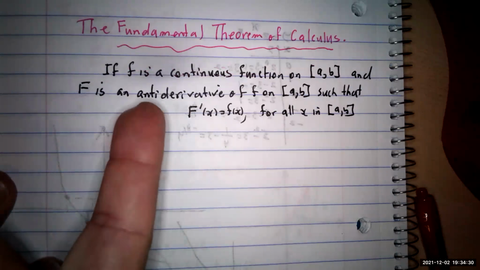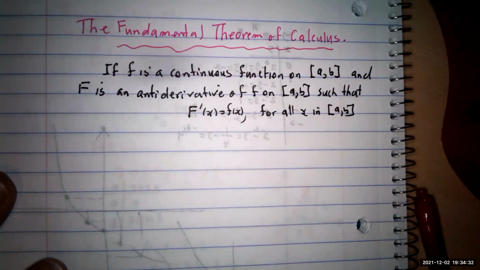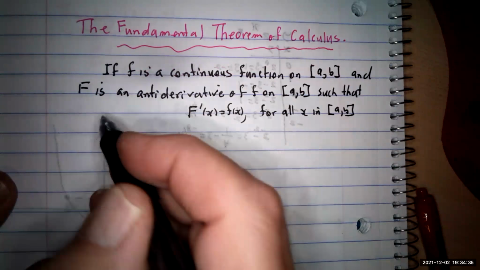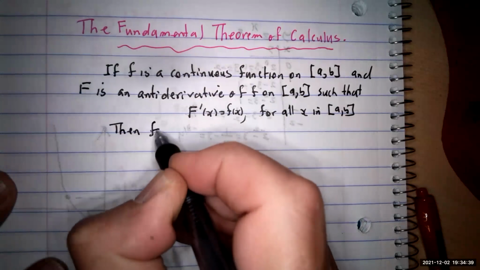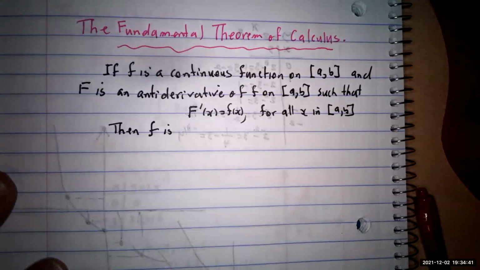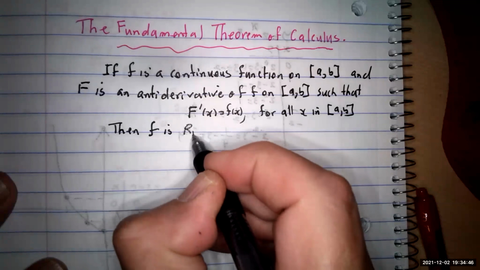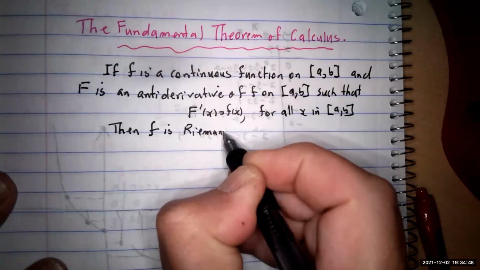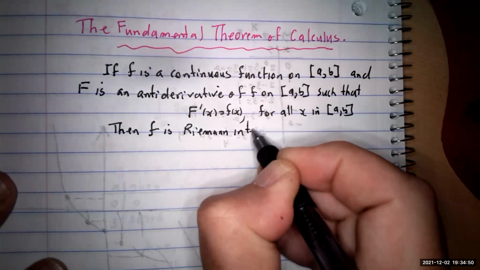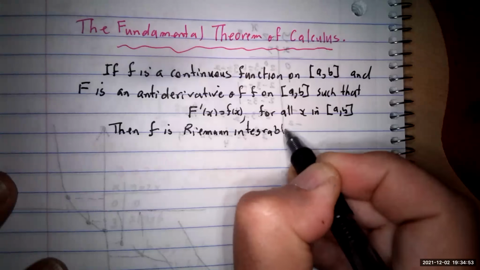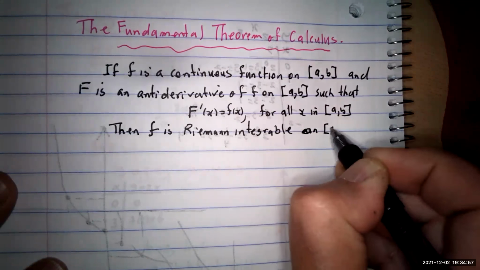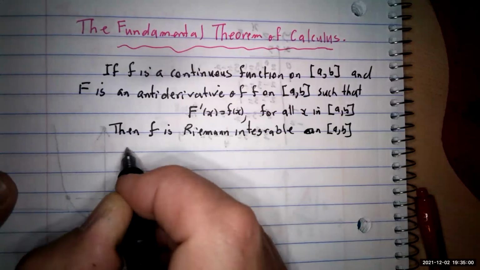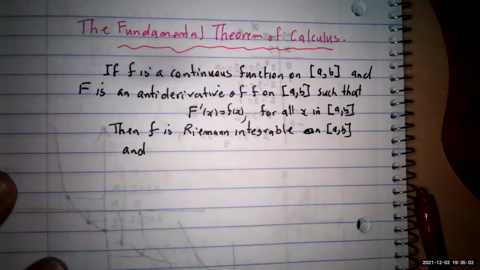So this is one type of integral. Now what is going to be the conclusion? The conclusion is that the lowercase f that we started with is integrable. We say Riemann integrable. It means you can find the integral. So f is Riemann integrable on the closed interval of a and b, and that's a nice part.